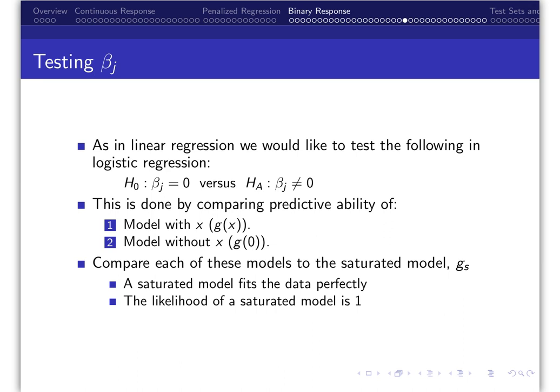The saturated model is the best possible model achievable, as it is defined as one where the number of parameters is equal to the number of distinct covariate patterns. Therefore, a saturated model fits the data perfectly because it has as many estimated parameters as there are values to be fitted in the model. The likelihood of a saturated model is 1, so the log likelihood of a saturated model is 0.